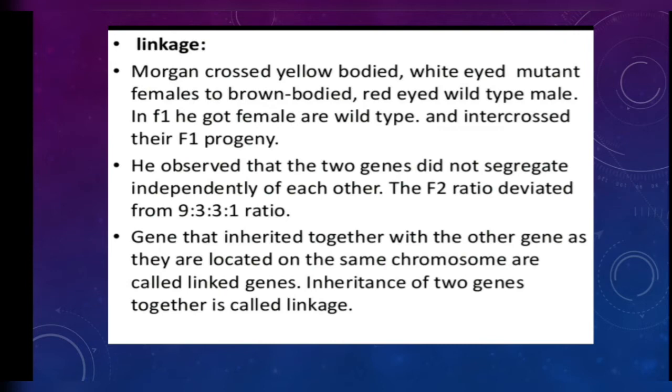Therefore he came to the conclusion that these genes were linked. The gene for the body color and for the eye color were linked and hence were always inherited together. Such an inheritance is called linked inheritance. Such genes are called linked genes, and this phenomenon, my dear children, is known as linkage.